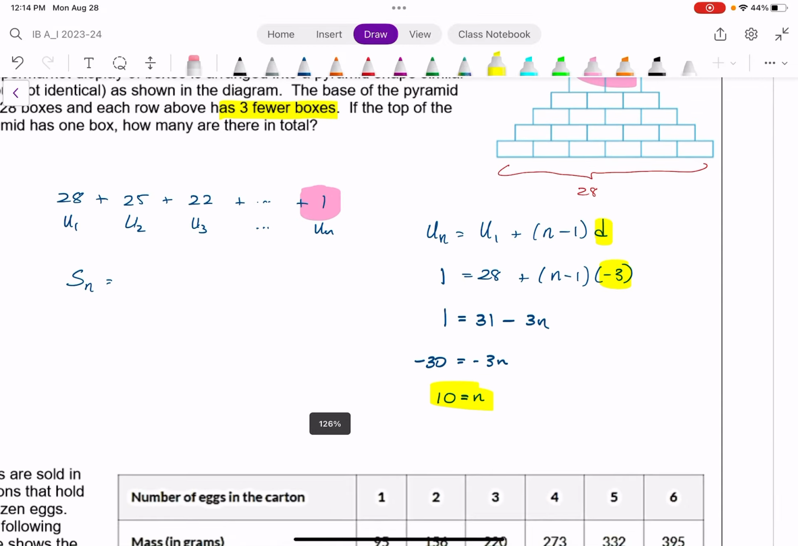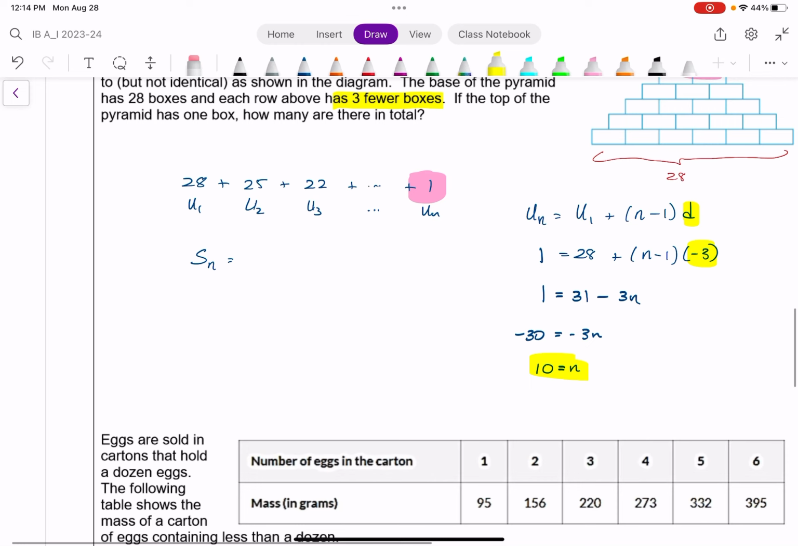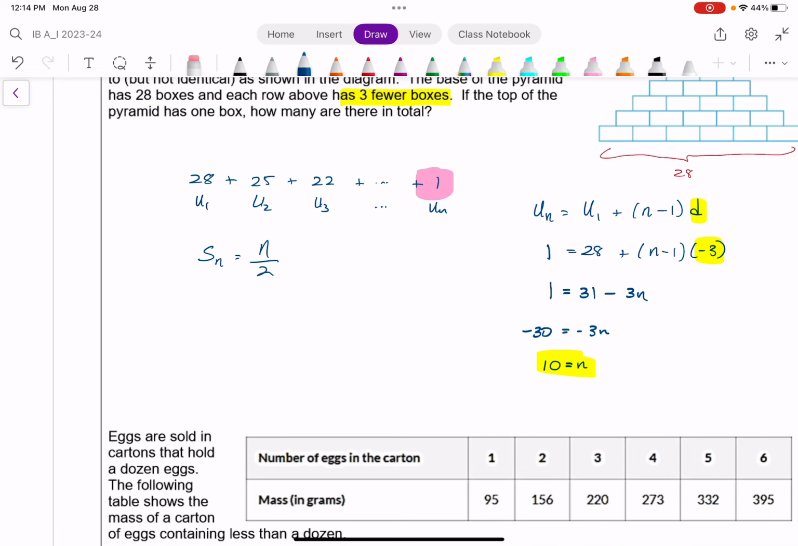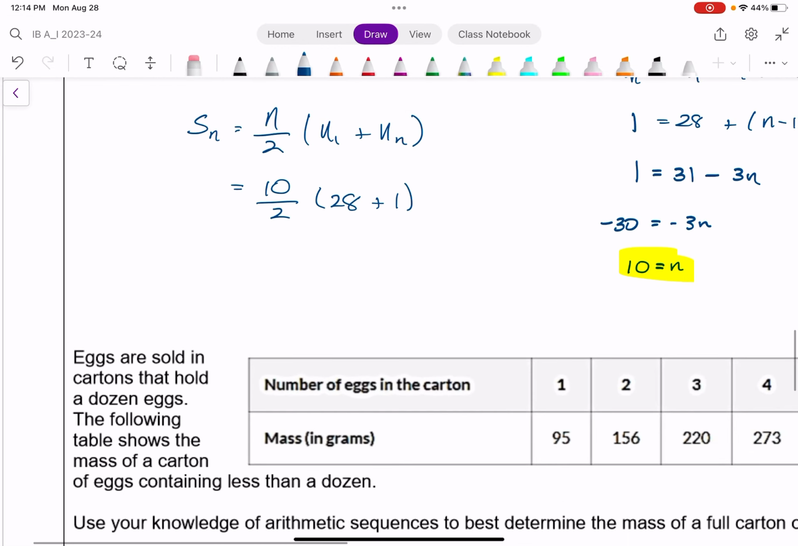But there's 10 terms here, which means there's 10 rows. And so if I go back to this, quite simply, I can do the arithmetic, and I get 145 in total, or in this case, 145 boxes.